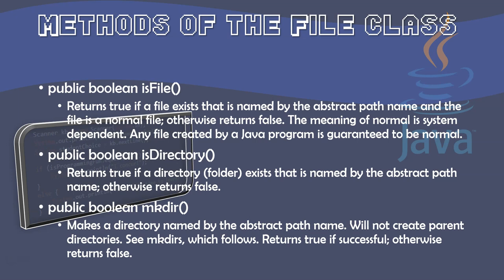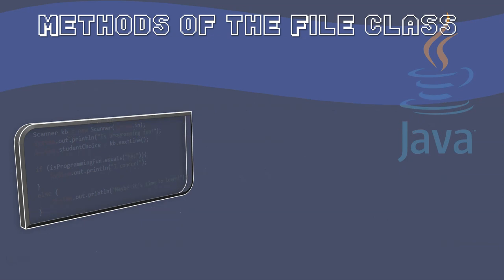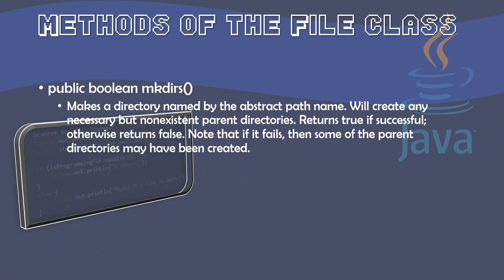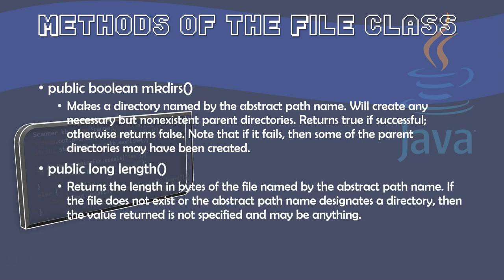We have the boolean makeDirectory, which makes the directory named by the abstract path name. Now, note this will not make parent directories. So again, it can only make things that are inside of a folder that already exists. Now, we also, of course, have the ability to make directories, and you'll notice this one has an S on it, which makes the directory named by the abstract path name, and will create any necessary but non-existent parent directories. So if we want those parent paths to be made too, then this is the method we're going to want to use here.